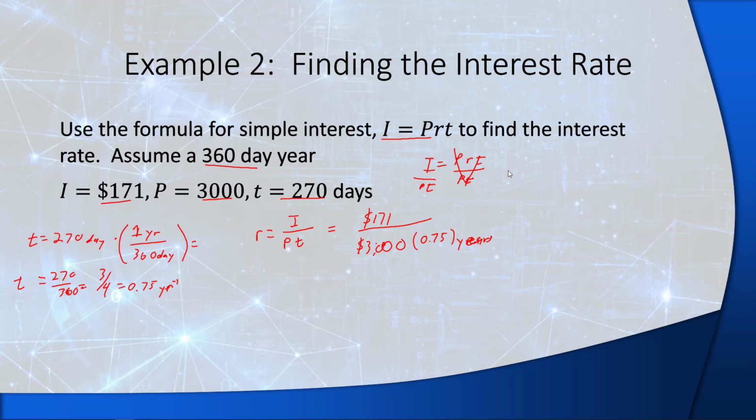And if we do this computation, we will have that. Now remember, this will give us the interest rate in decimal form. To get a percentage, we want to multiply this by 100%. And if we do, we will get the value of 7.6% for R. So we will have that R is equal to 7.6%.